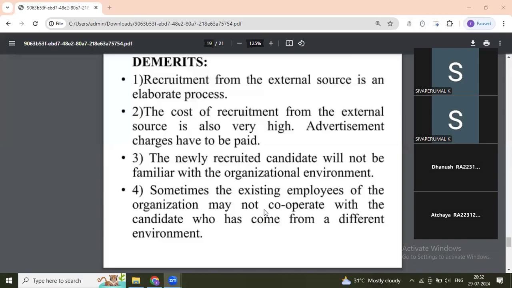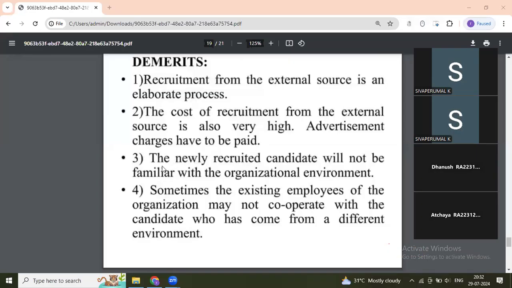And the second one is that the cost of recruitment from external sources is also very high. Of course, we have to pay advertisement costs and arrange things. We want to call external panel members from outside, so we have to give them remuneration. Or if you want to go to a college or university, it is also very expensive, right? As I said earlier, advertisement charges have to be paid.